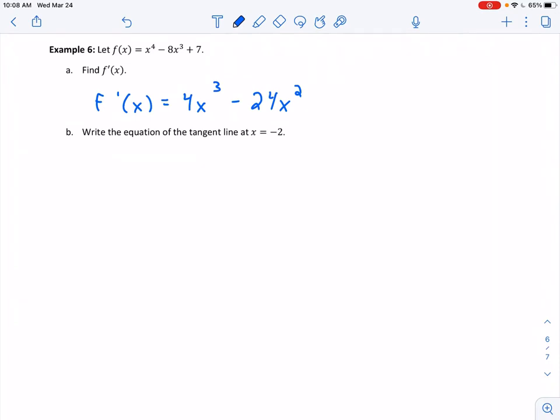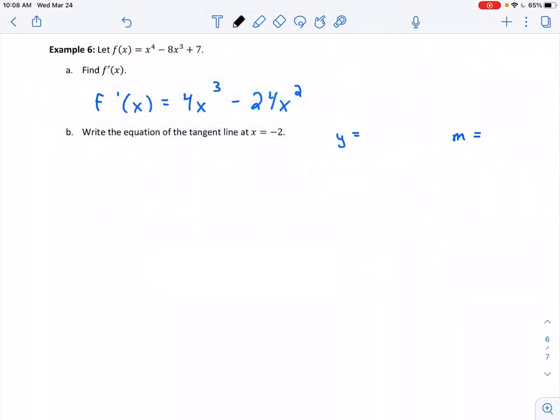Part B, here's the question that looks pretty familiar. It says, write the equation of the tangent line at x equals negative 2. So we're given that x value. We are going to have to find a y value, and we are going to have to find a slope. And once we find those two things, we should be able to write the equation of our tangent line.